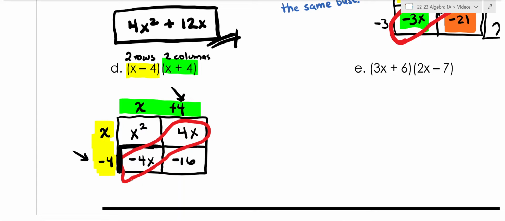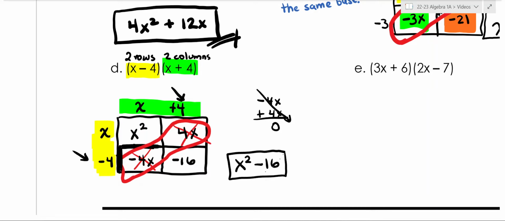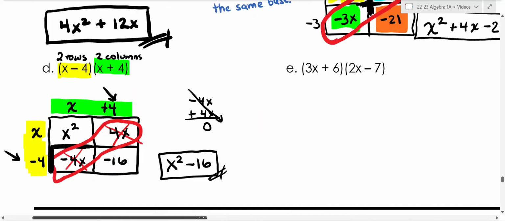There's always going to be that one exception. So when I look at these two like terms, I see a negative 4x and a positive 4x. So that's going to give, oh wait, they cancel out. Gives us 0. So the middle terms disappear. They cancel each other out. So you're really only left with x squared minus 16. Okay? So that would be the final answer. All right.